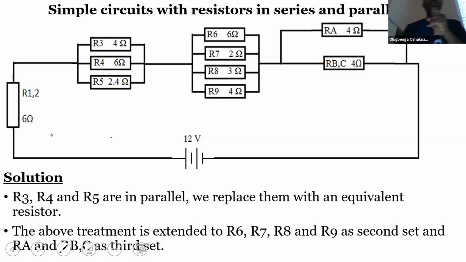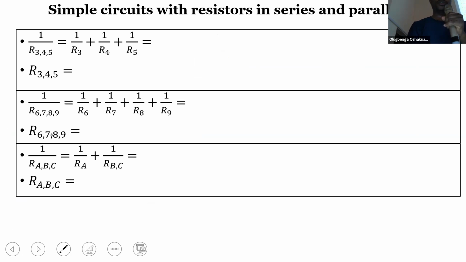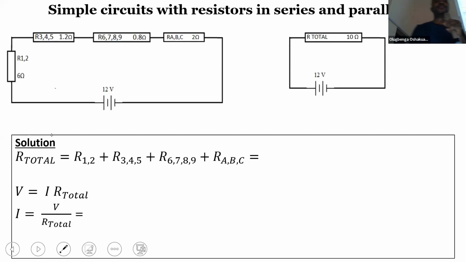Okay, that's parallel. So doing that would lead to finding equivalent resistance like you've done, which I recommend you do on your own. And if you do that correctly, you should have this circuit. Now we have R1 and R2, R3, 4, 5, R6, 7, 8, 9, and RABC. And their values have been put in there: 6 ohms, 1.2 ohms, 0.8 ohms, and 2 ohms.